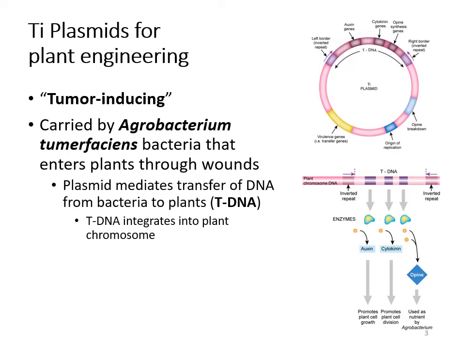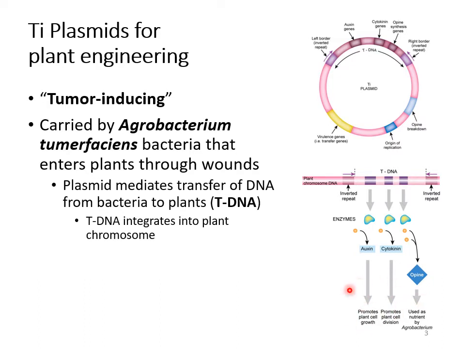And the tDNA, or tumor DNA, basically does what it says, it's tumor causing. It integrates into the plant genome. And what that tDNA has is auxin genes, cytokinin genes, and opine genes. And these are genes that produce enzymes that, as you can see from down here in the figure, promote cell growth, cell division, and feed that bacteria.